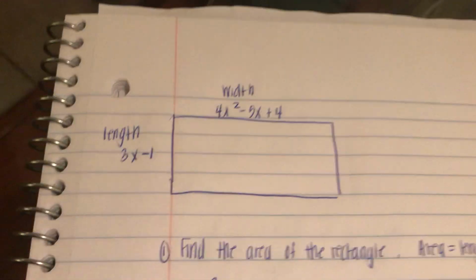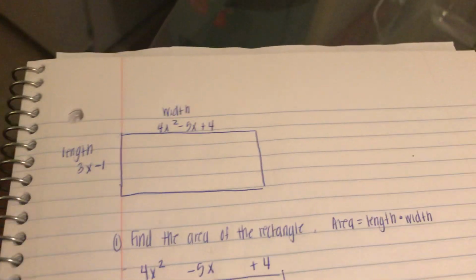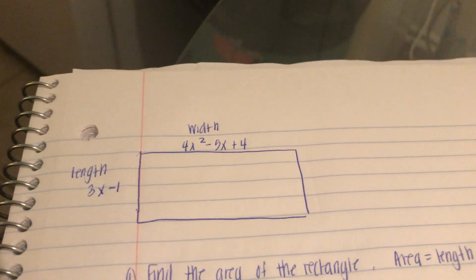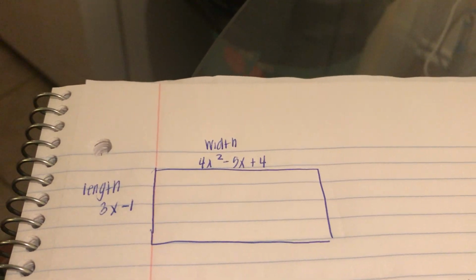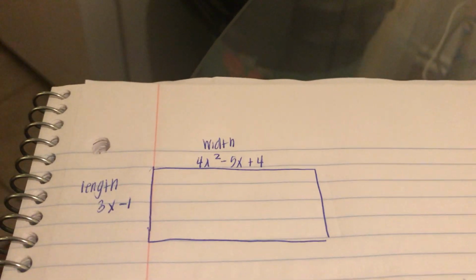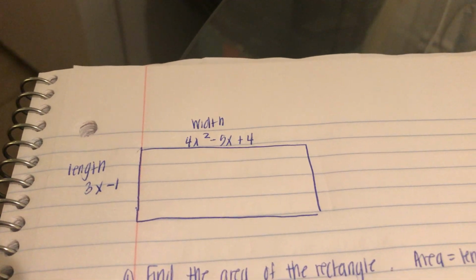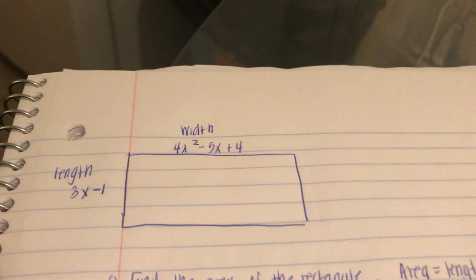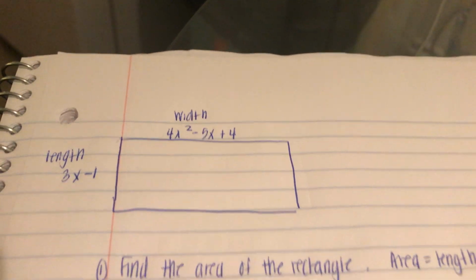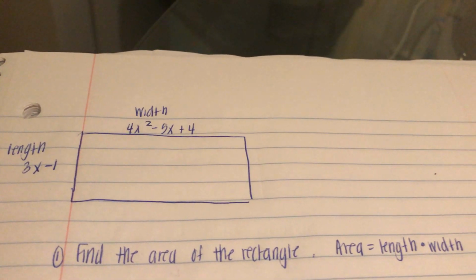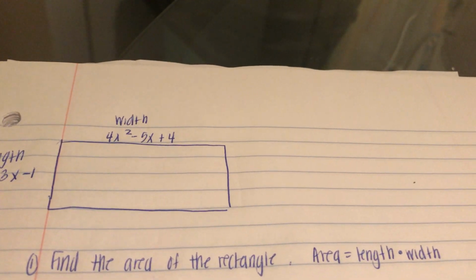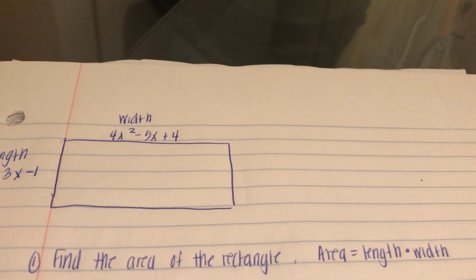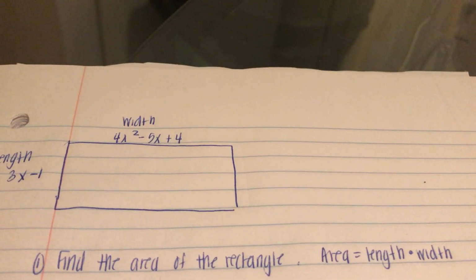Okay, so right here we have a rectangle that has polynomial representations of its length and width. And now what we're going to do is apply adding, subtracting, and multiplying polynomials to the concept of area and perimeter. So the first problem says find the area of the rectangle. And we know that the area of the rectangle is just the length times the width.